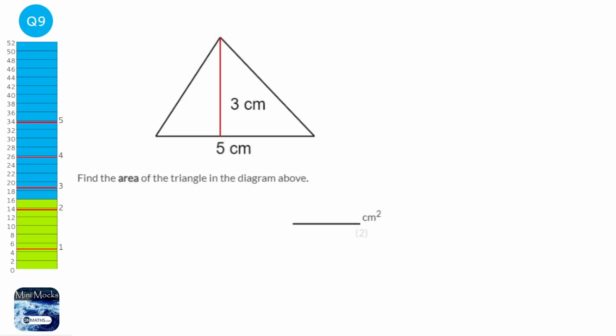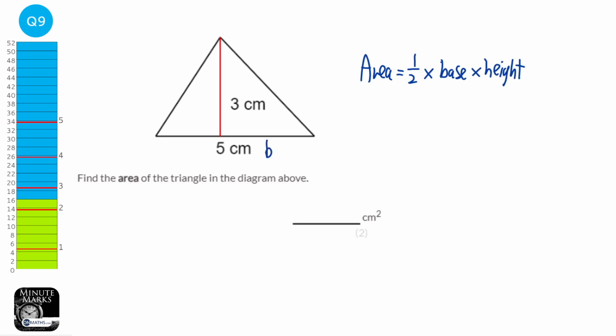The formula for the area of a triangle is half times the base times the height. Now the base is normally the length on the bottom, but that's not always the case. The important bit though is that the base and the height hit each other at 90 degrees. So this length here is not going to be the height because it hits the base at an acute angle. Same with the one on the left.